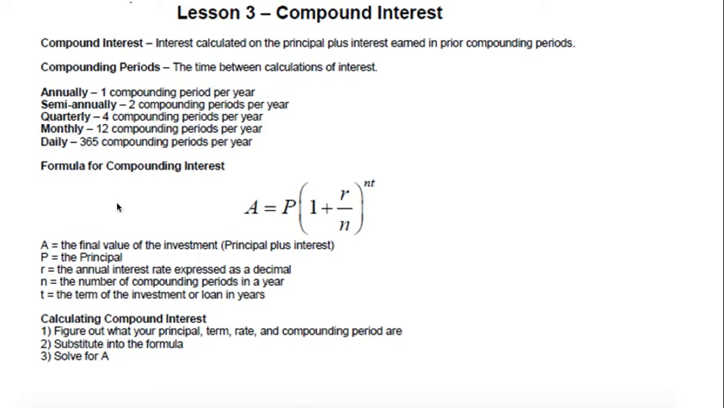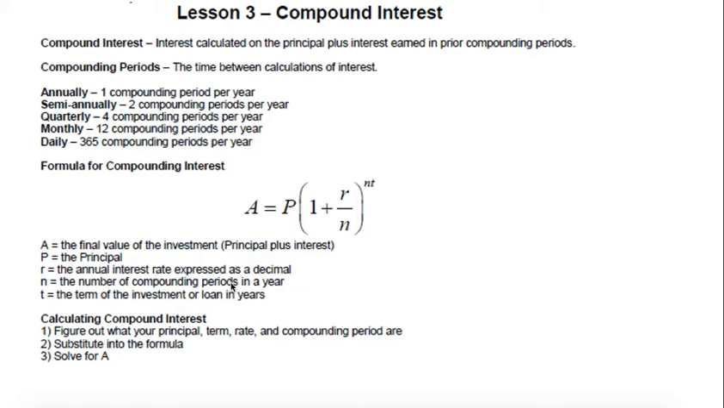For the formula for compound interest, we have A equals P times (1 plus R over N) to the power of N times T. A is the final value of your investment, so it's already added your interest and your principal together. P is still your principal, the original amount you borrowed, owe, or invested. R is your interest rate, expressed as a decimal again. N is the number of compounding periods in a year. And T is the term of the investment or loan in years once again.